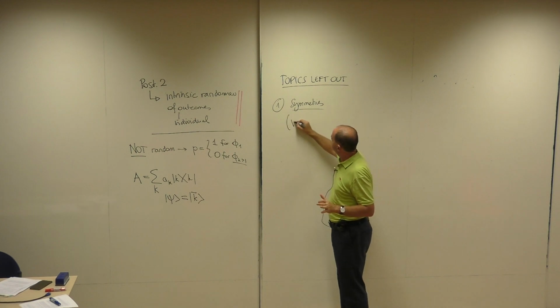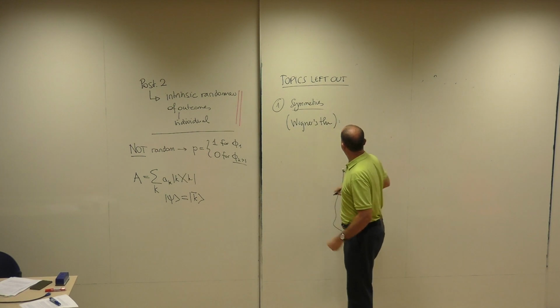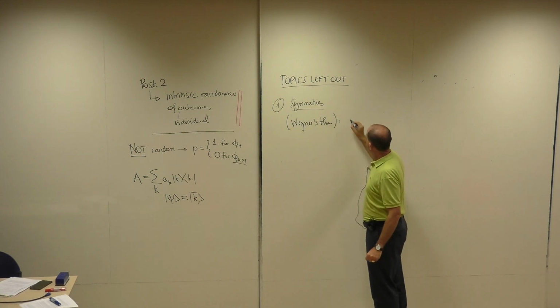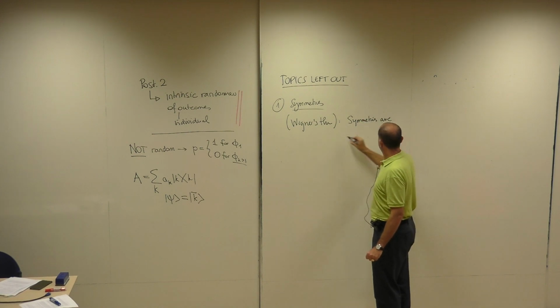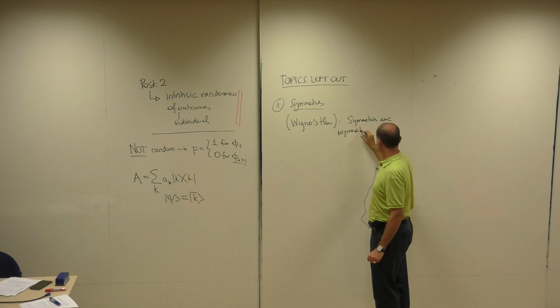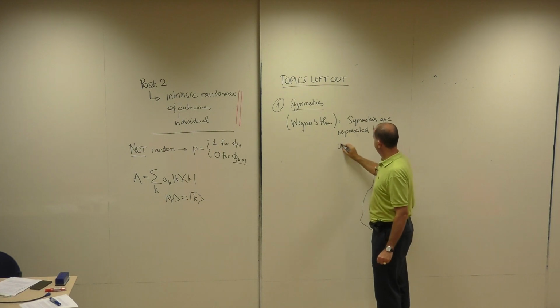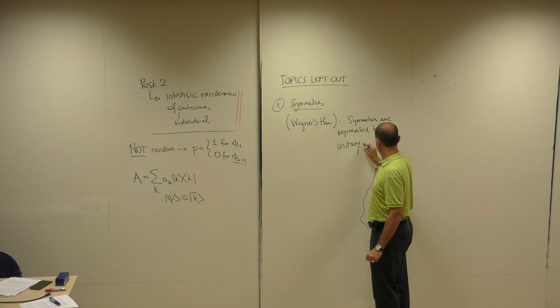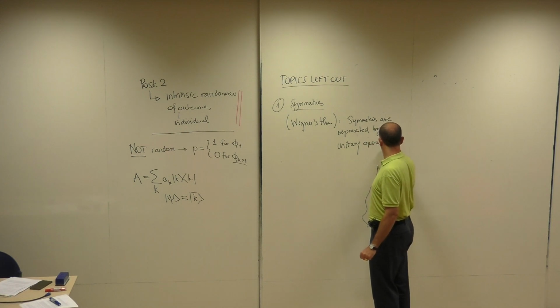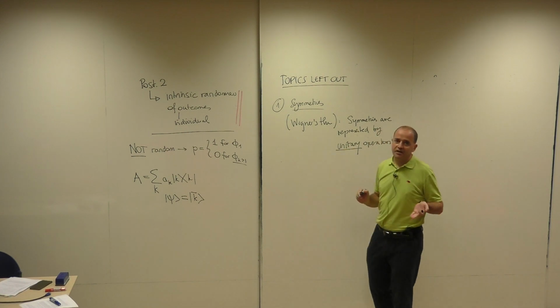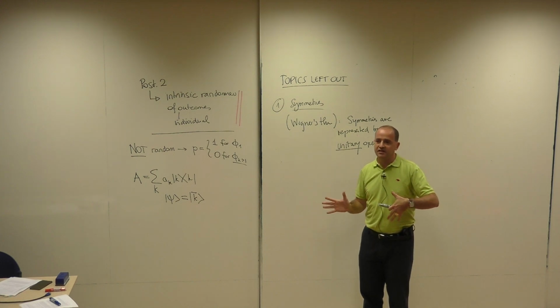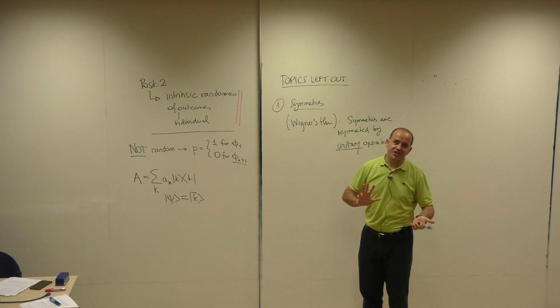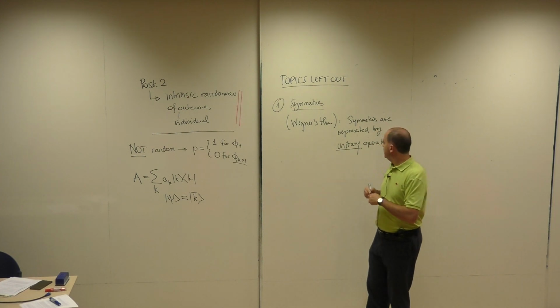It's called Wigner's theorem. It says that symmetries are represented by unitary operators. And it's not surprising, right? Because a unitary operator is a change of basis. So a symmetry, you can always see as saying, I change a basis and not much changes. Okay, that's the idea.